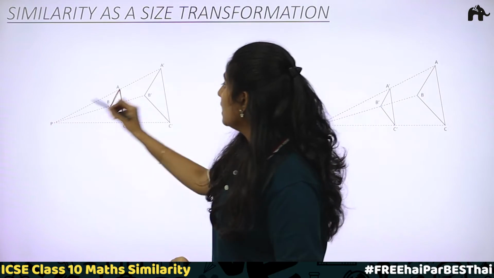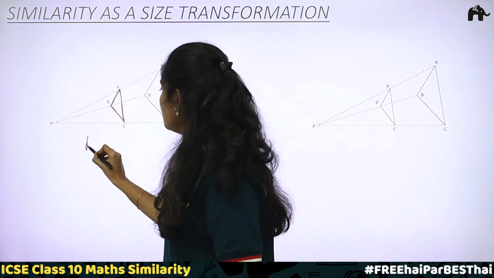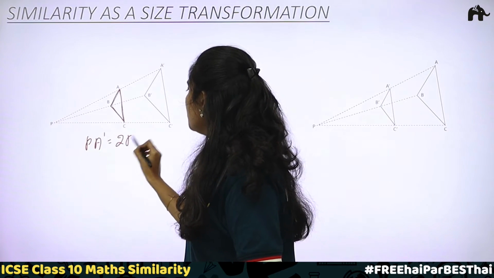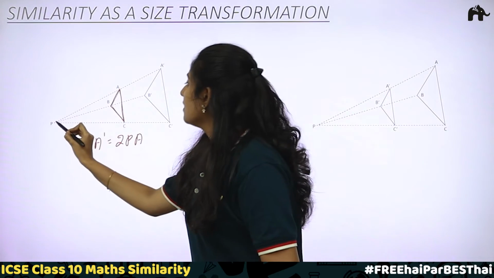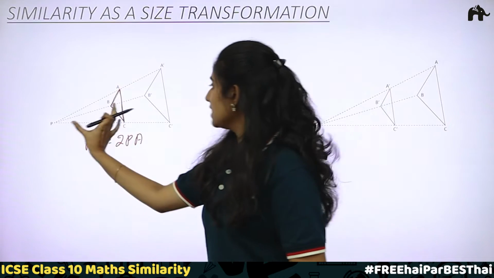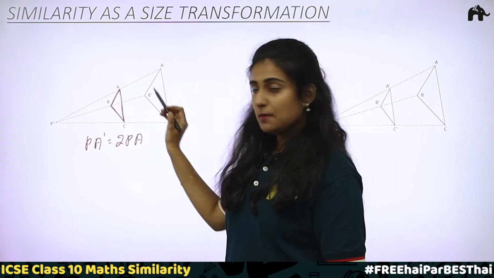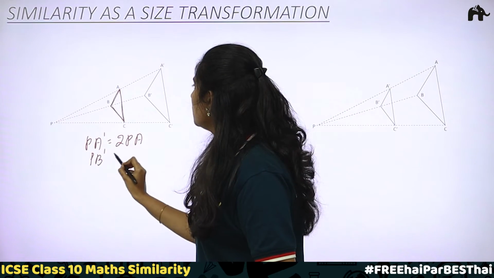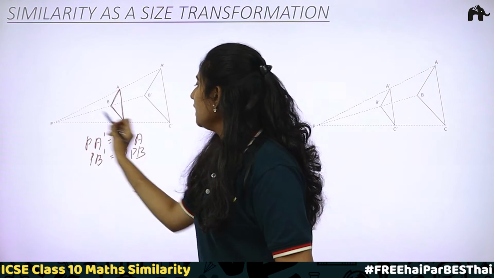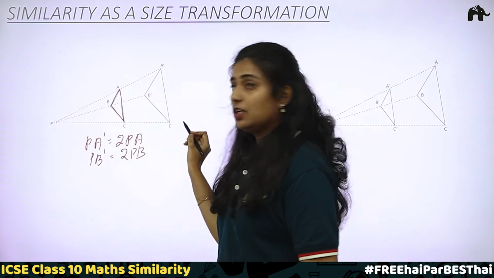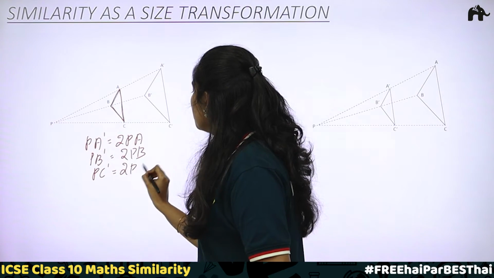One condition is this length is taken and twice the length will be PA dash. PA dash will be equal to 2 times PA. In such a way, we have to extend PA to a point A dash. Similarly, when you join point P and B, we get length PB. This PB is extended to twice PB to a point B dash. PB dash is equal to 2 times PB. Similarly, from point P to C, we are joining and extending it to C dash such that PC dash will be equal to 2 times PC.